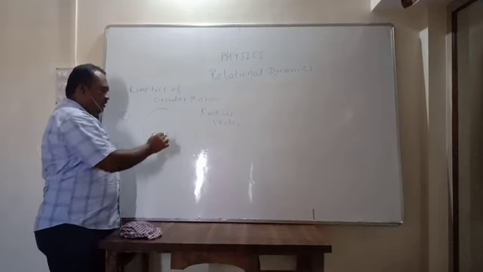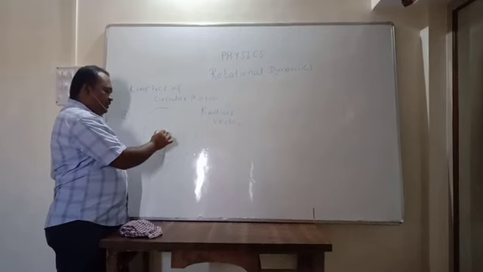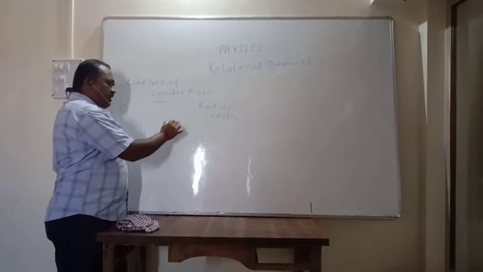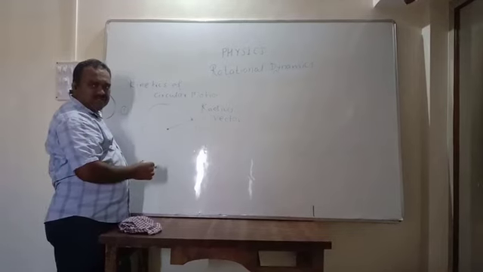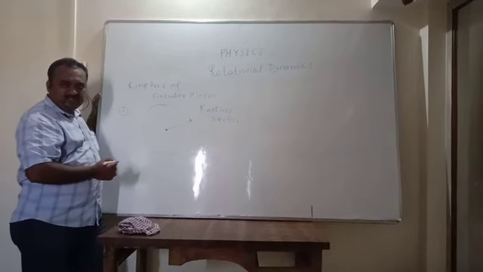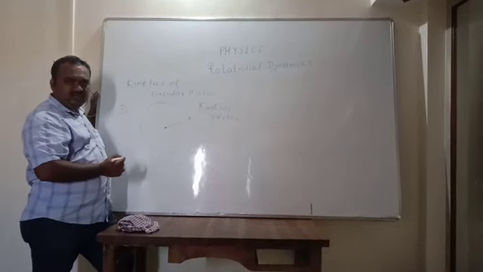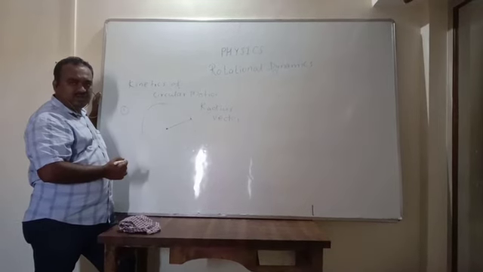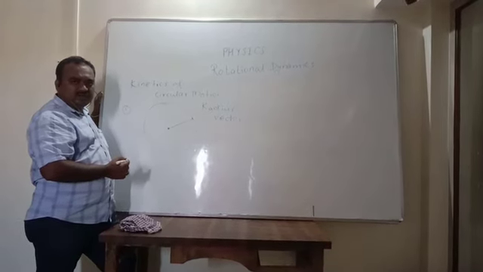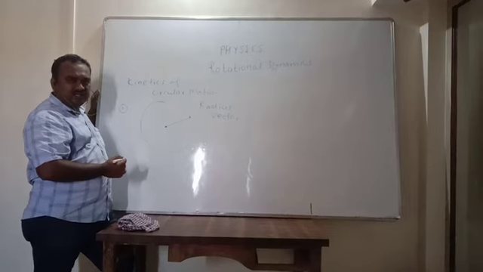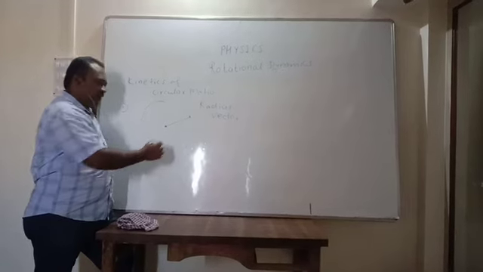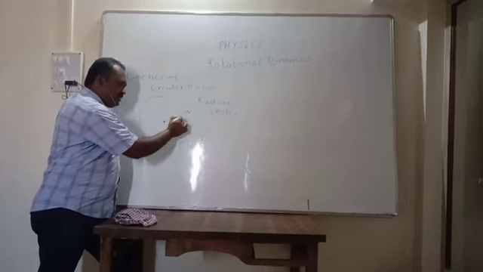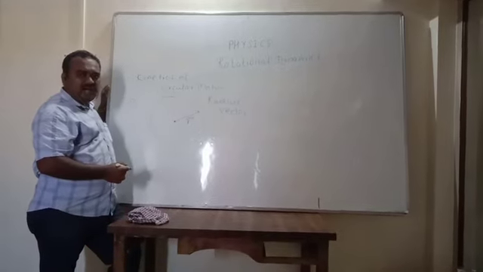In a circle there are two important parts. One is the center and second is the circumference. The vector which represents the position of a particle on the circumference of the circle from the center of the circle is called the radius vector. So this is the radius vector. It is denoted by r bar.